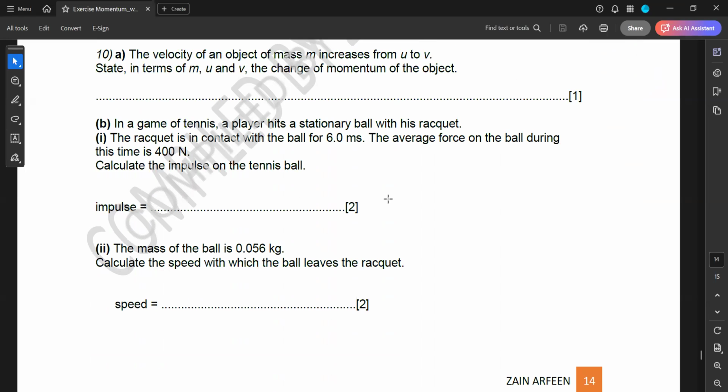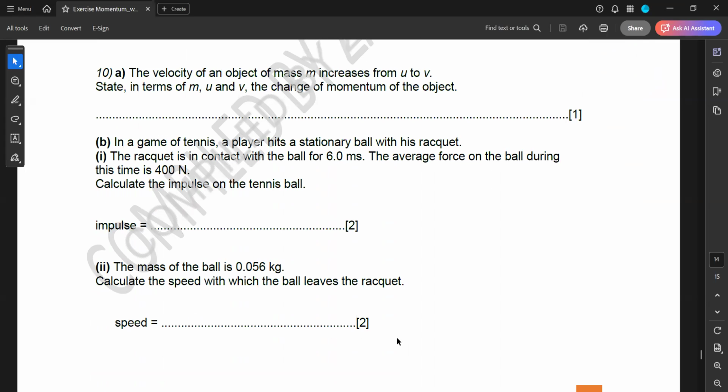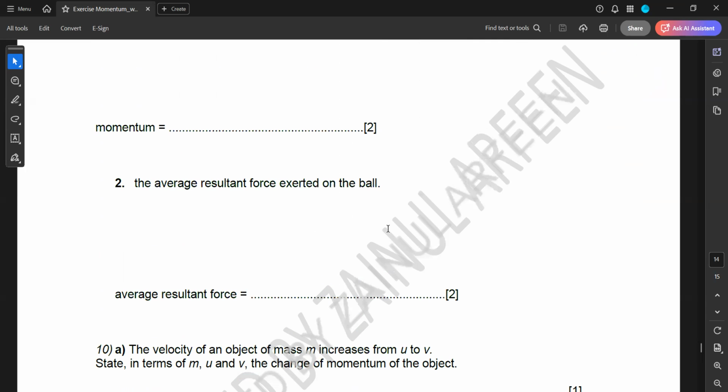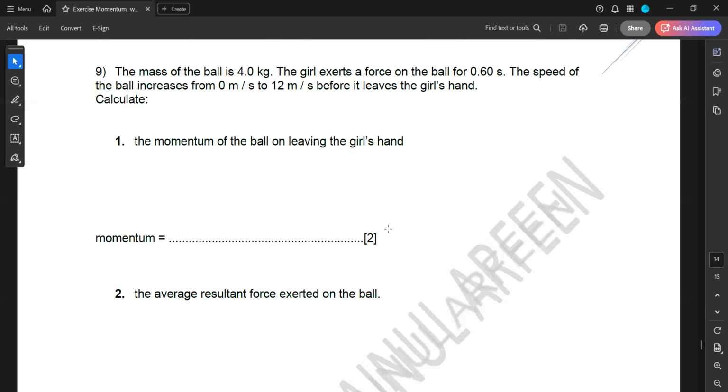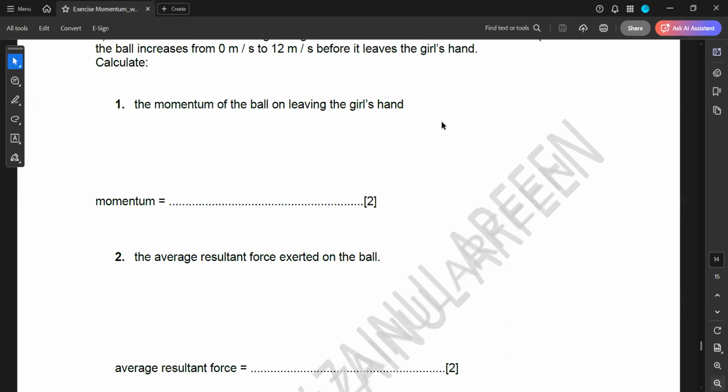Question 10. What's the answer for question 9, part 2? Average force. I will solve this. Yes.